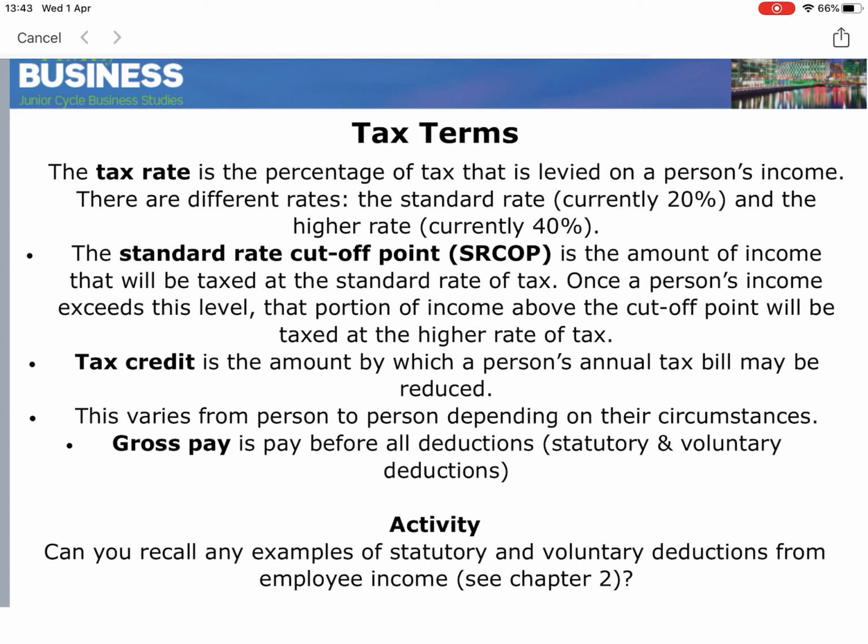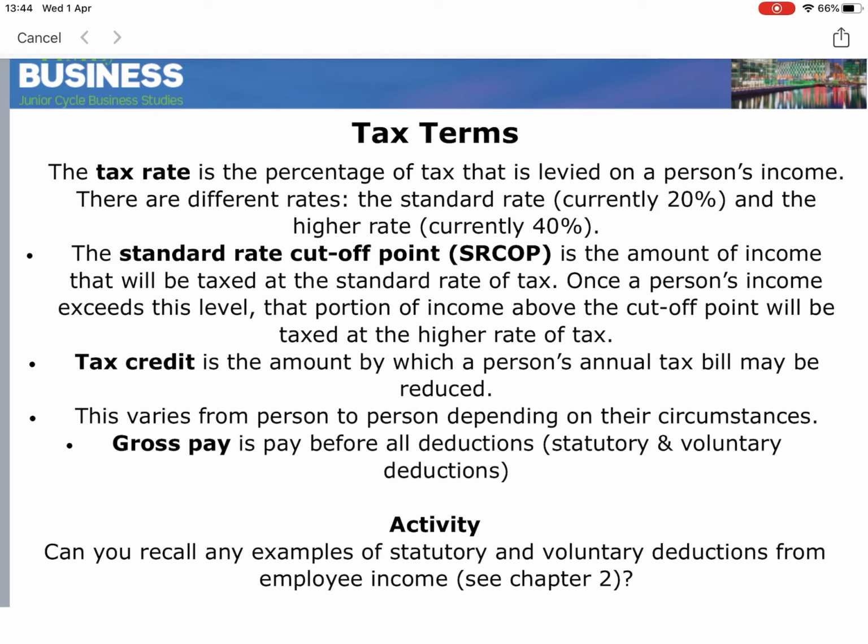For instance, if Michael earns €60,000 a year, and his standard rate cutoff point is €33,000, that means the first €33,000 that he earns is taxed at 20%. We take 33,000 away from his total income, which is 60,000, and you're left with 27,000. That €27,000 then is charged at 40%, and that's why you have a standard rate cutoff point. Anything below the standard rate cutoff point, you charge at the lower rate, and anything above it, you charge at the higher rate.